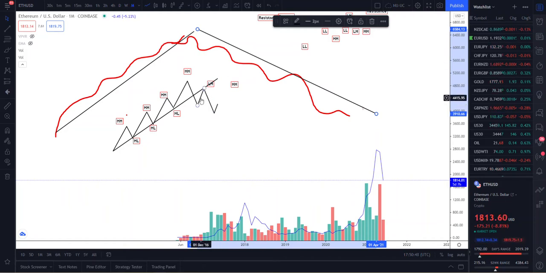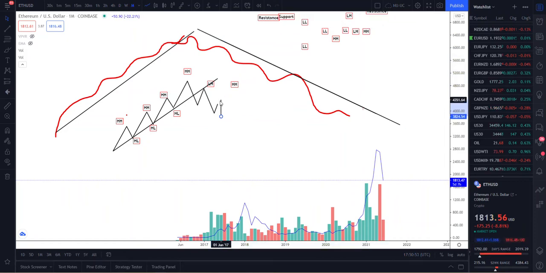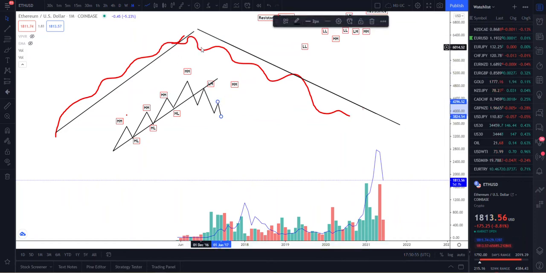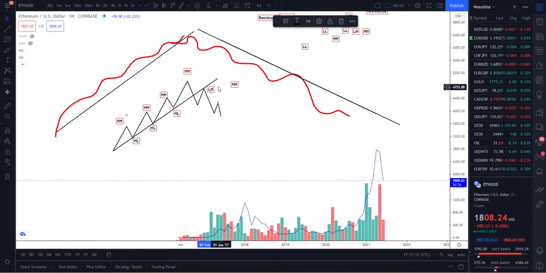The price will come here and test the trend line and form what we call a lower high. The reason why we call it a lower high is because this high is lower than the previous high. Lower high.